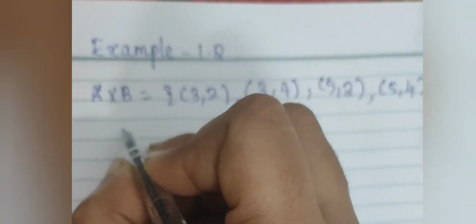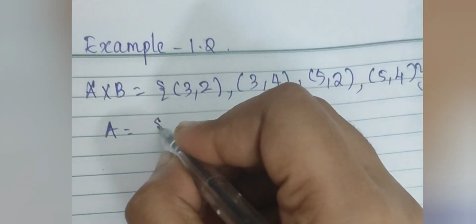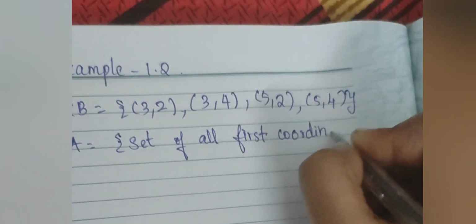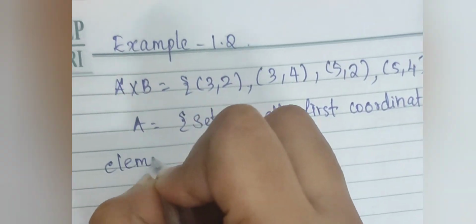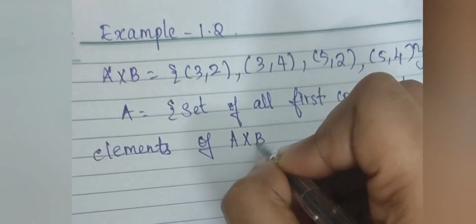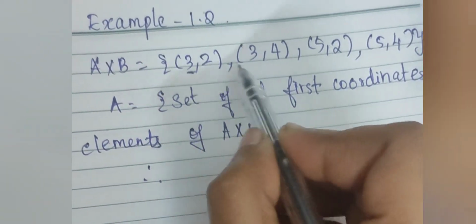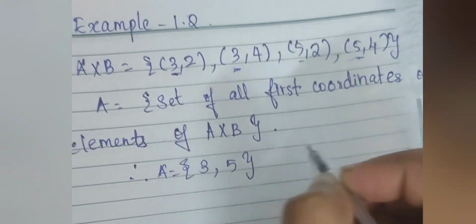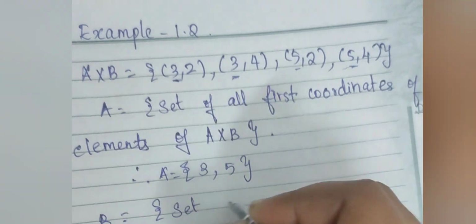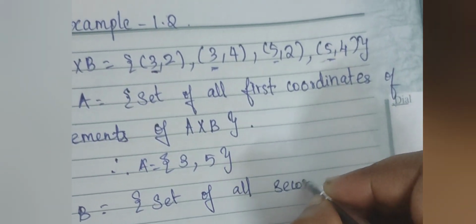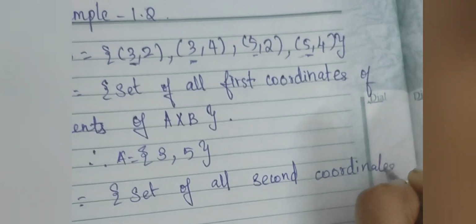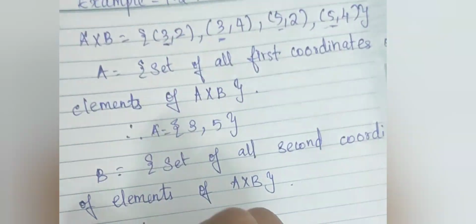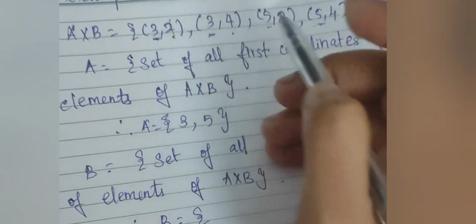Okay, so we have to find A and B. A is equal to the set of all first coordinates of elements of A cross B. So as I said before, the value of A is 3 and 5. A is equal to {3, 5}. Similarly, B is equal to the set of all second coordinates of elements of A cross B. Therefore, B is equal to {2, 4}.